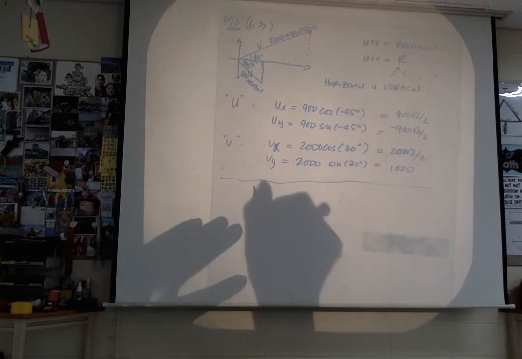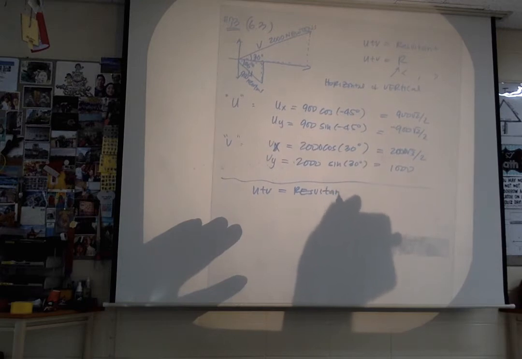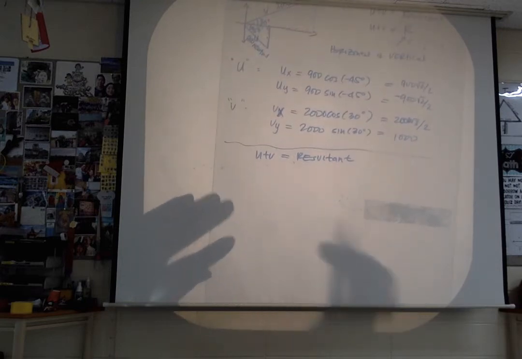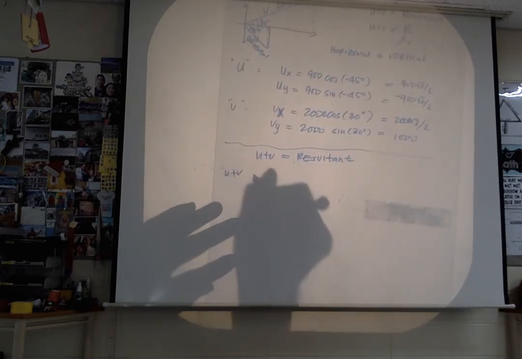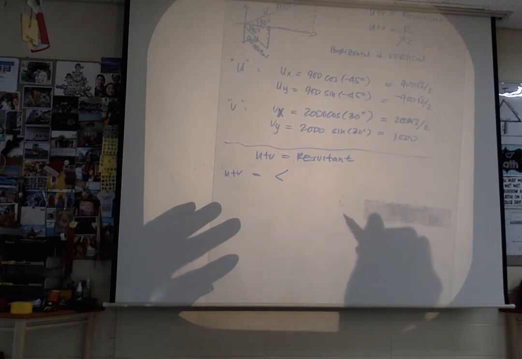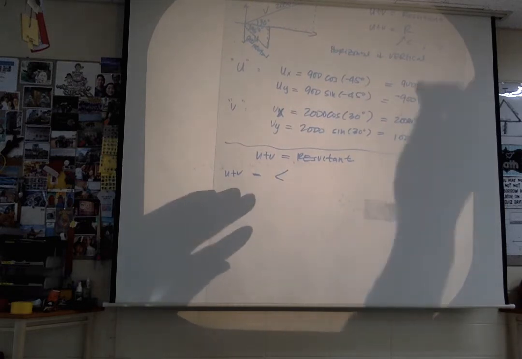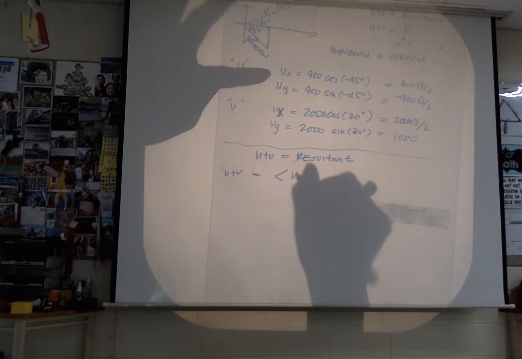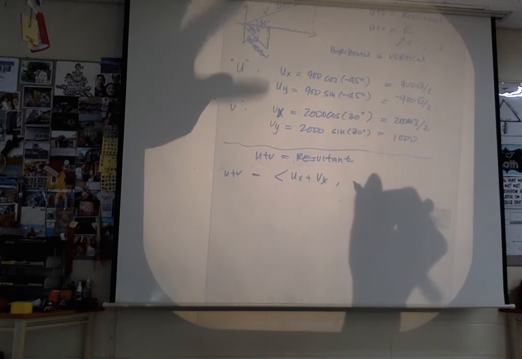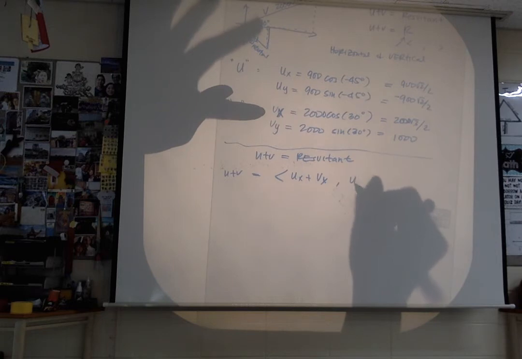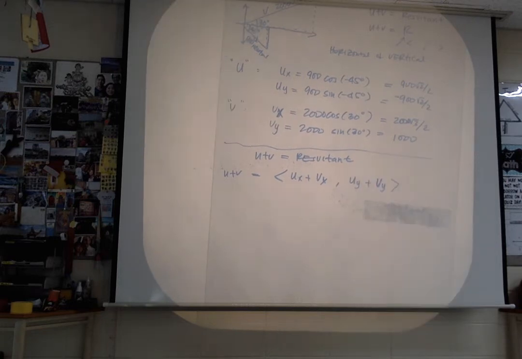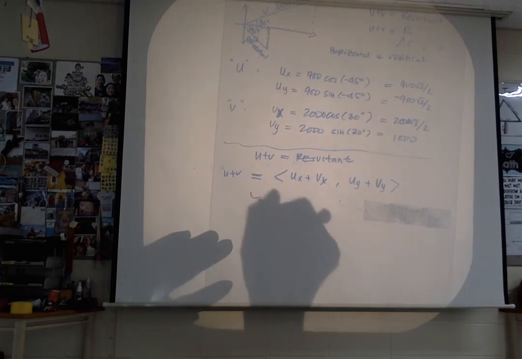Remember, u plus v equals our resultant vector. So we add u plus v. It's going to equal u of x plus v of x, and u of y plus v of y. Add it together in your calculators, and that's what we do for this one.